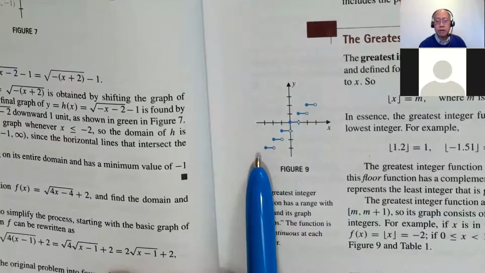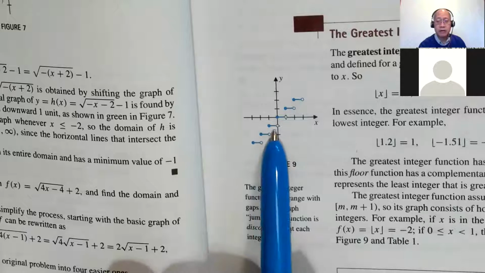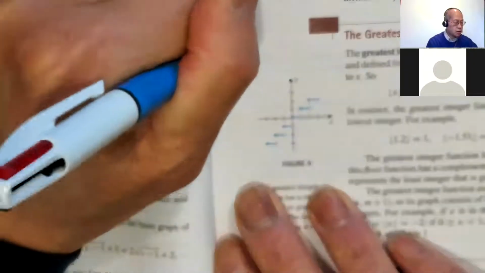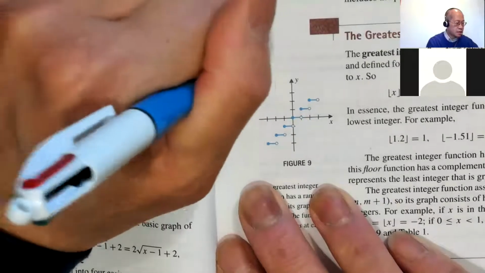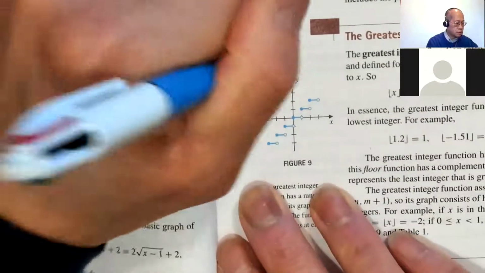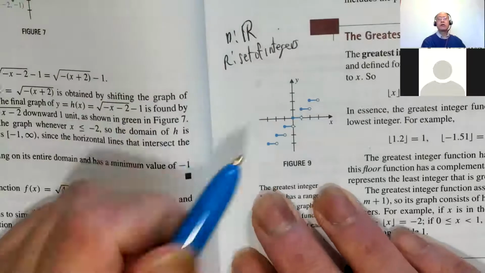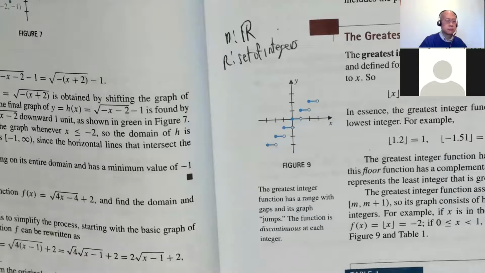The domain is all real numbers, but the range is only integers, which makes sense. The only thing that you can come back with is integers. Okay, so I'll just say the domain is all real numbers, funny looking R, but the range is a set of integers. The only thing that you can come out with is an integer. Right?